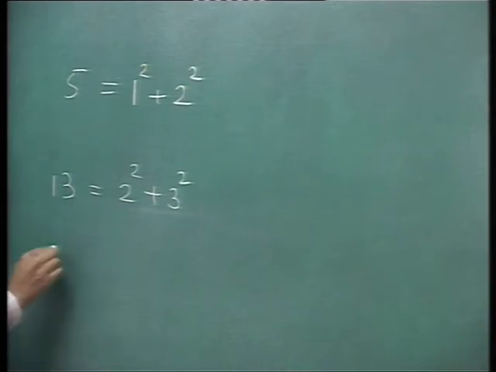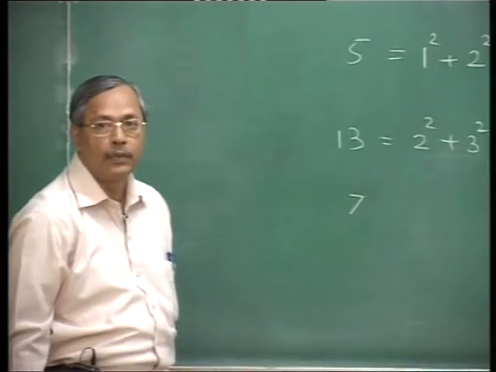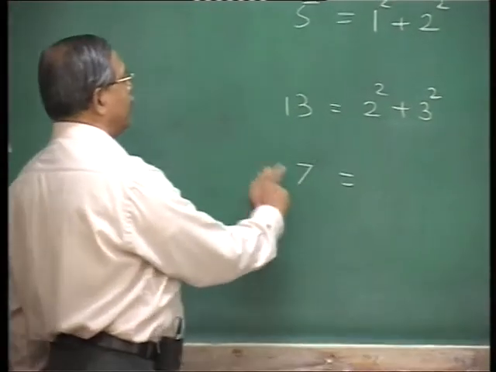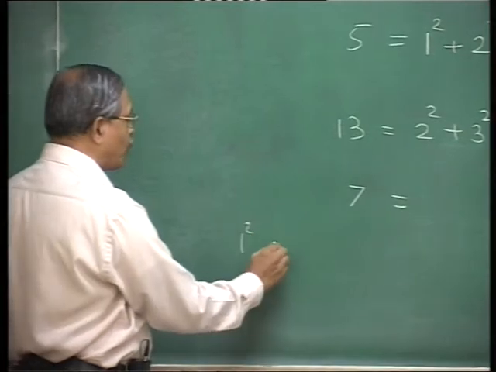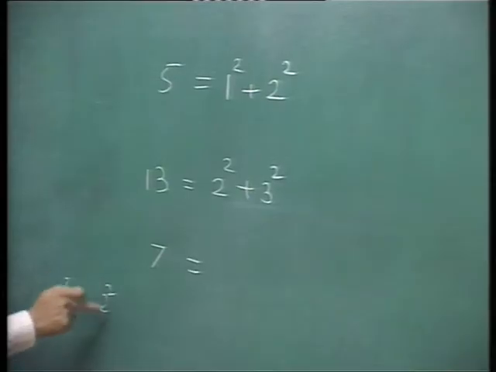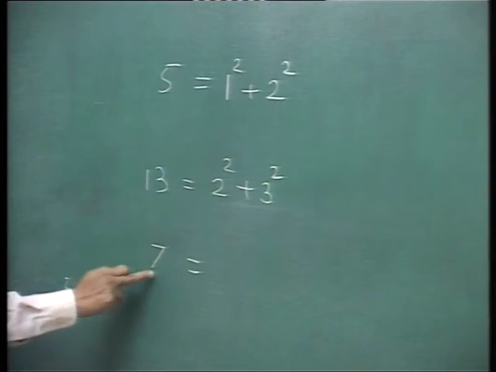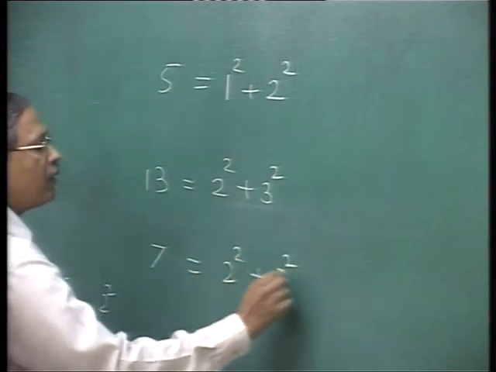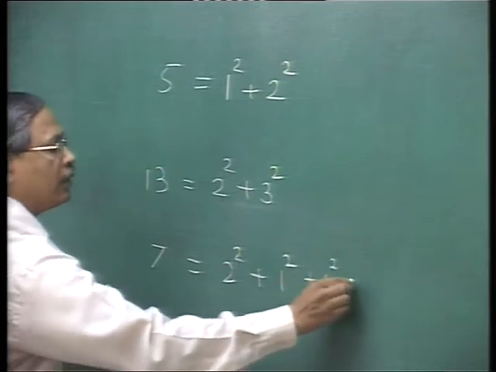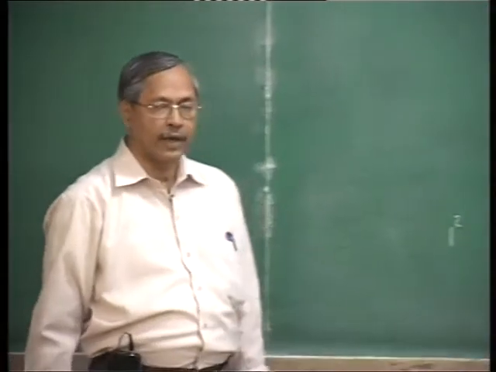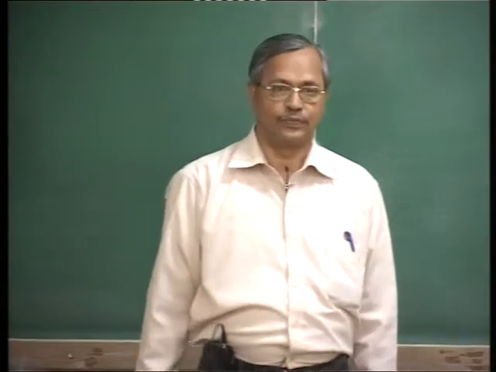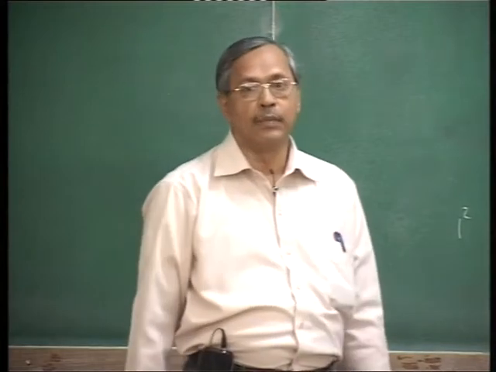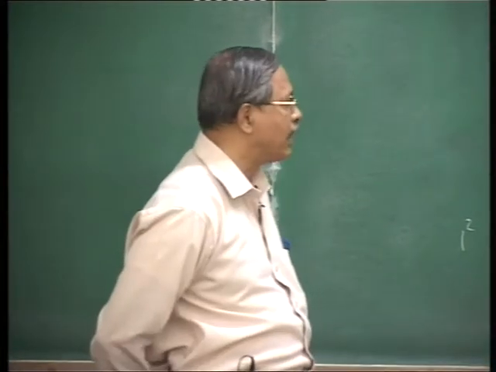Whereas if you take 7, which is a prime of the form 3 mod 4, then the squares available for 7 are 1 square and 2 square. And if you want to use these, you cannot get 7 as a sum of 2 squares. What you require is 4 plus 1 plus 1 plus 1. 7 in fact requires 4 squares. So Fermat gave a criterion for which numbers can be written as sums of 2 squares, that we will see.